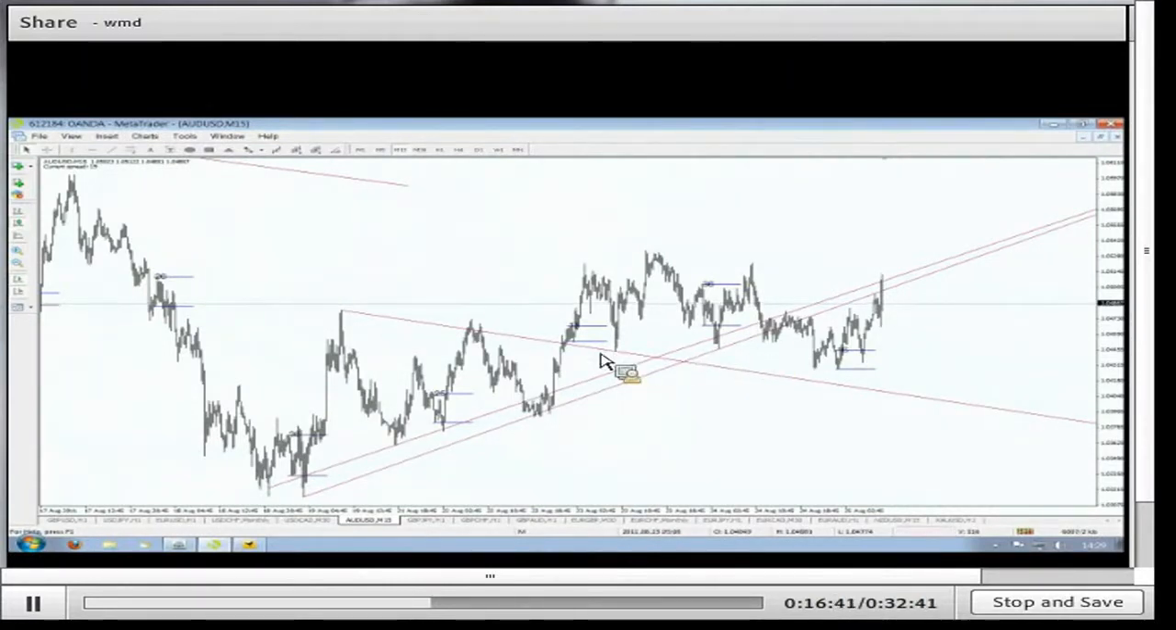Right, I'm just going to turn to Euro GBP, okay, and I'm going to, let's have a look. I think I'll need to remove some of these trend lines, okay.